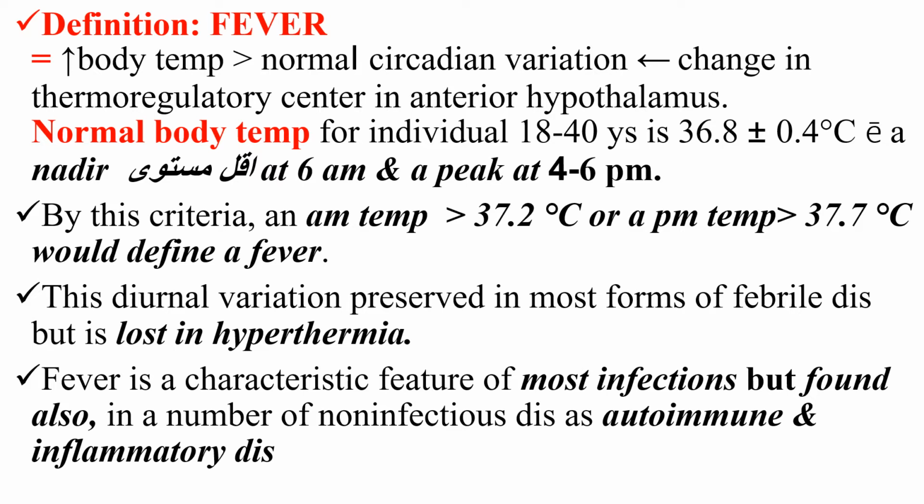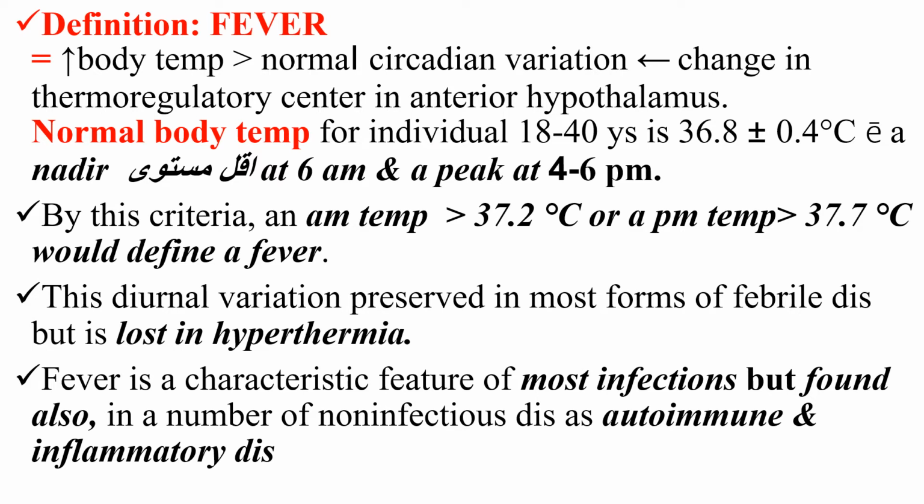Definition: fever. What is the definition of fever? It is an increase in body temperature above normal circadian variation due to a change in the thermoregulatory center in the anterior hypothalamus. Normal body temperature for an individual aged 18 to 40 years is 36.8 plus or minus 0.4 degrees centigrade, with a nadir at 6 a.m. and a peak at 4 to 6 p.m.